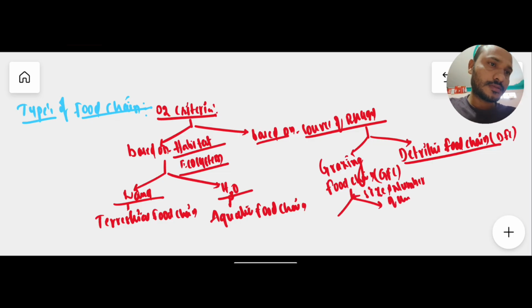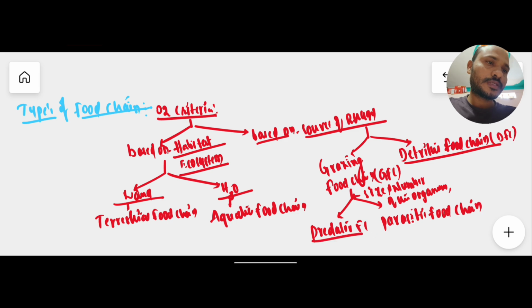Size and number of the organism. This grazing food chain is again classified into two categories: the predator food chain and the parasitic food chain. These two come under grazing food chain, and detritus food chains. Both are classified based on the source of energy.